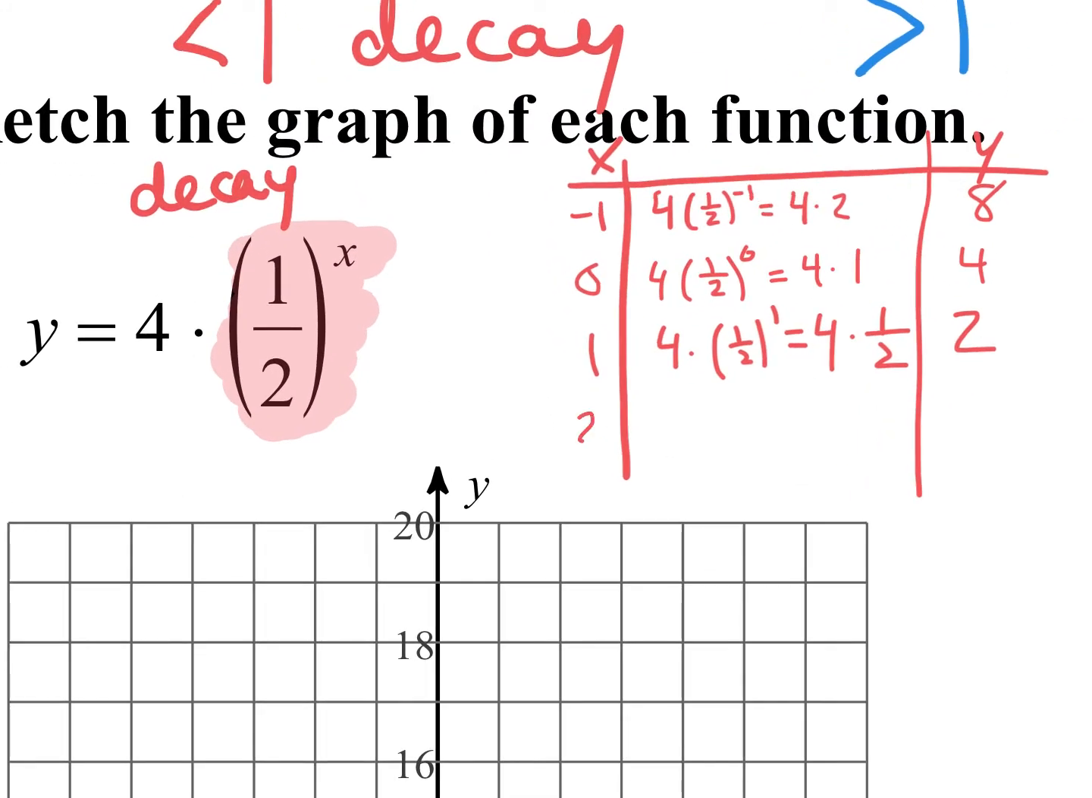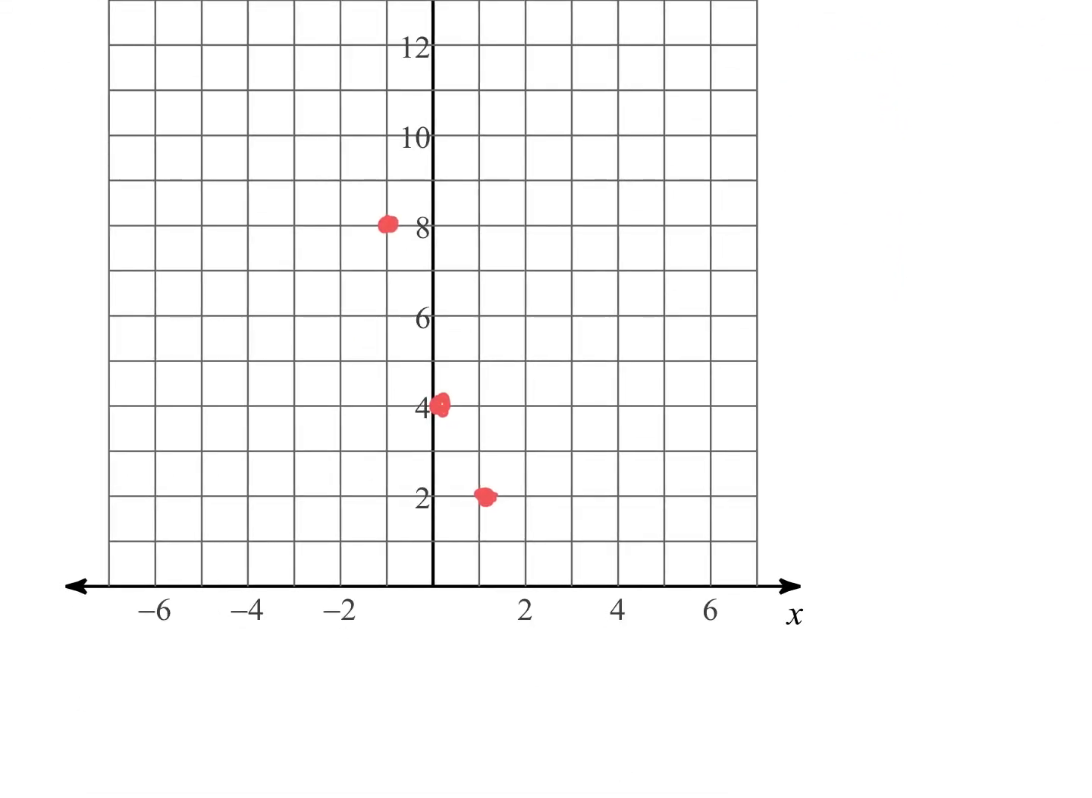And then next we can plug in 2. We have 4 times 1/2 to the power of 2. 1/2 to the power of 2 is like 1/2 times 1/2, so that would be 1/4. So we have 4 times 1 over 4. What's 4 times 1 over 4? 1. So we plugged in 2, so we go to the right 2 and up 1.